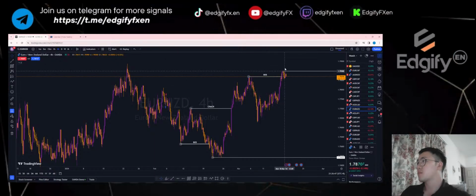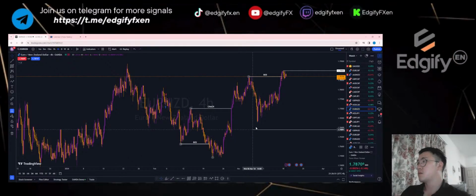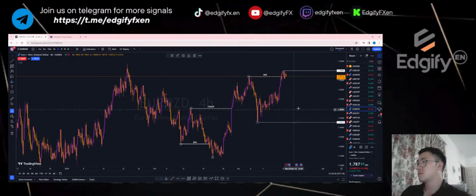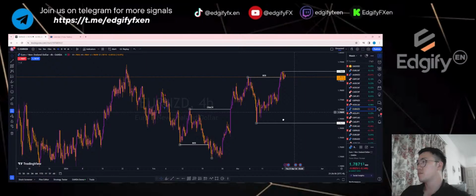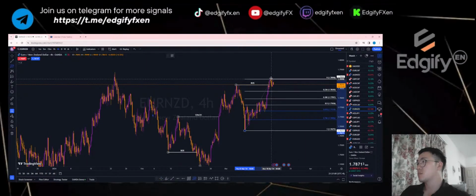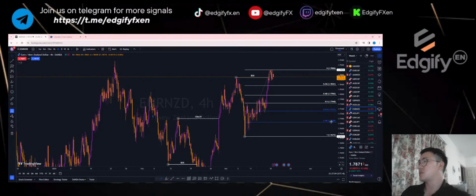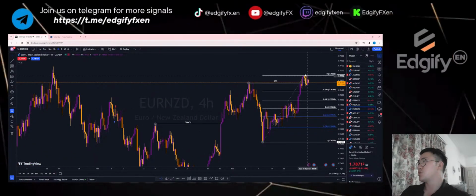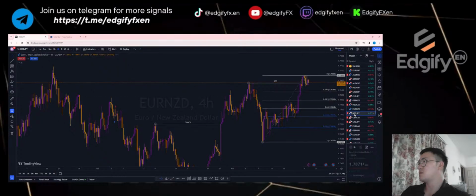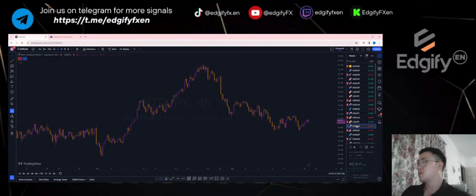Assuming that this is my high. I'm looking at something like this for Euro NZD. Just assuming that this is my high, it's not a confirmed high yet. I'm just assuming it. Euro CAD.